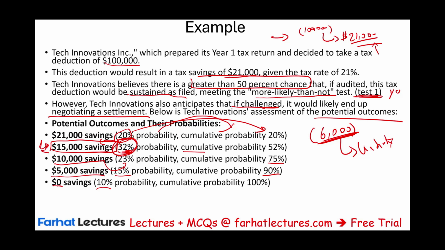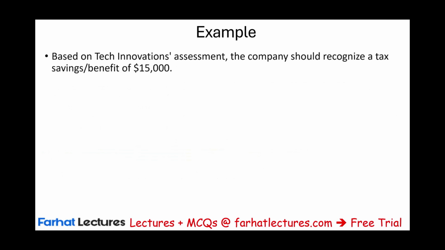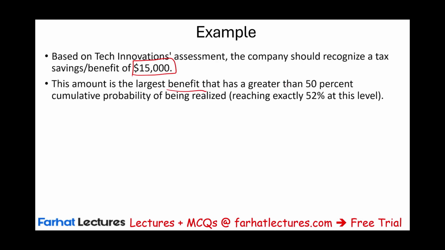Okay, but what we did is once we reached more than 50%, we stop there. We take that highest probability. So what are we going to do now? Based on this more than 50% probability, from a financial statement perspective, the company should recognize a tax savings benefit of only 15,000. On the tax return, we benefited 21,000. On the financial statement, we are going to take only 15,000. So this amount, the 15,000, is the largest benefit that has a greater than 50% cumulative probability of being realized, which at this level was 52%.